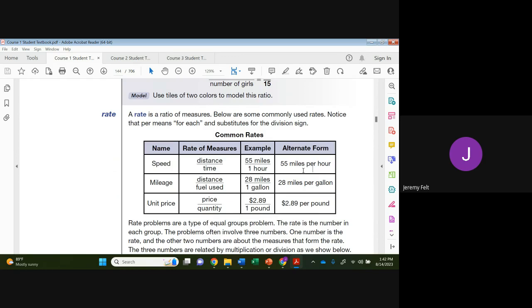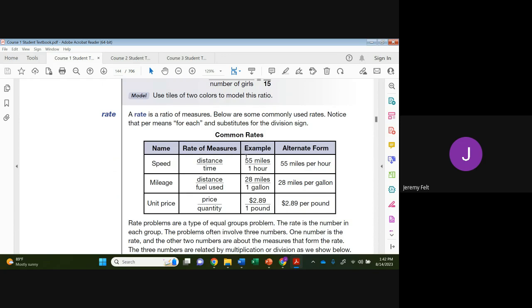And we can also write it in fraction form like this: distance over time. For every 1 hour, I'm traveling 55 miles. So that's the rate at which I'm traveling. Mileage, miles per gallon, same thing, but miles over 1 gallon. So we want to reduce it down to where our denominator is 1 hour, 1 gallon, 1 pound, 1 minute, whatever it is that we're talking about.